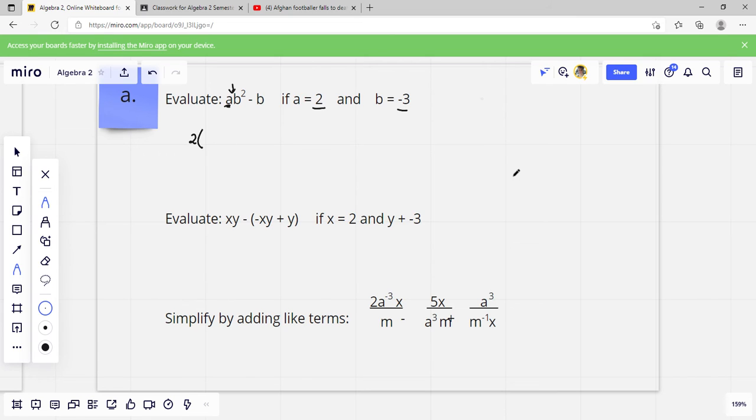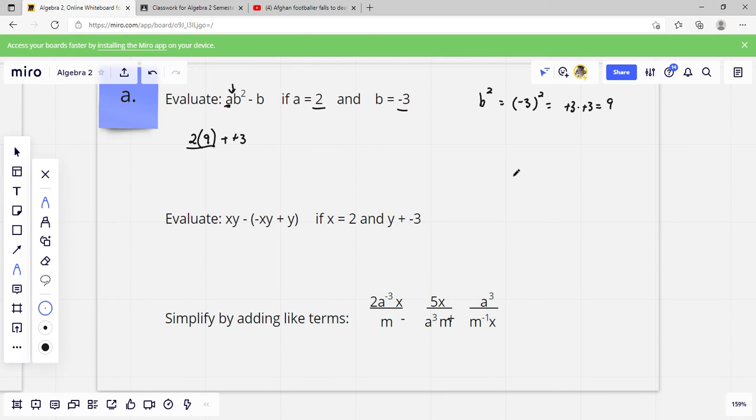I'm going to go ahead and square my b. So if I had b squared, that'd be the same thing as negative 3 squared, which would be the same thing as negative 3 times negative 3. And that would be positive 9. All right, so I'm going to put my 9 in there. That's my b squared. Minus b, which is negative 3. These are going to cancel each other out, so it'll be plus 3.